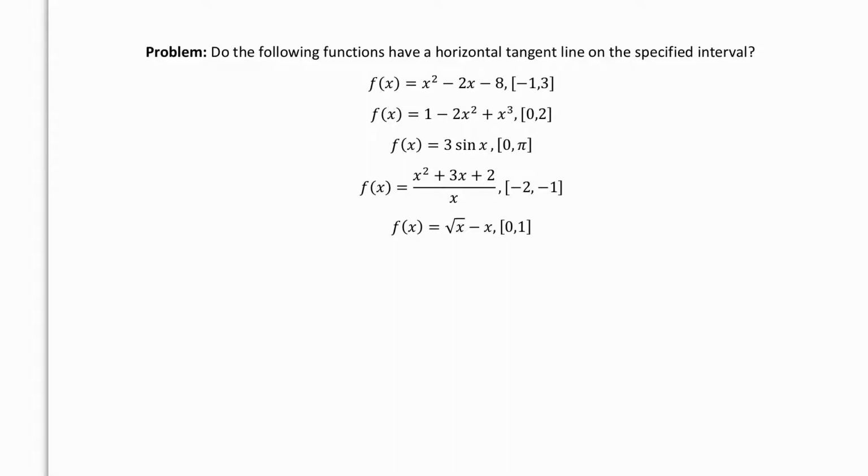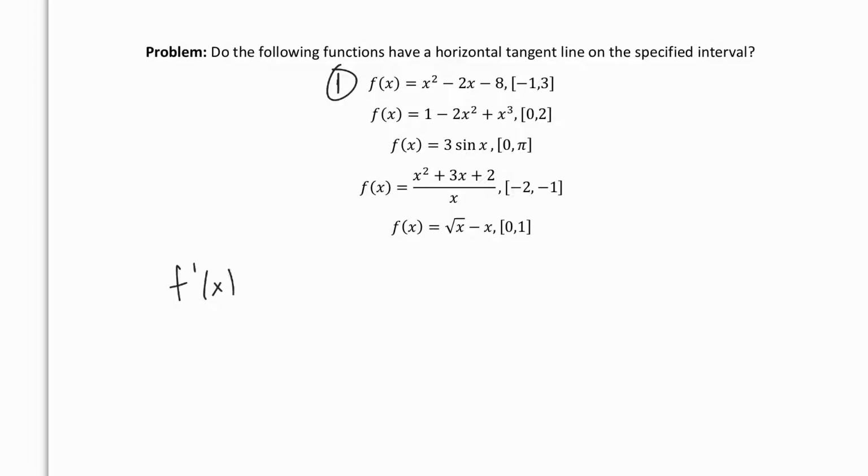Hello. In this video, I'm going to walk you through the solution to the problem you were working on. Do the following functions have a horizontal tangent line on the specified interval? Well, there's a lot of functions here, but I'll do a couple of them. So let's look at that first one. We'll call that one number 1.